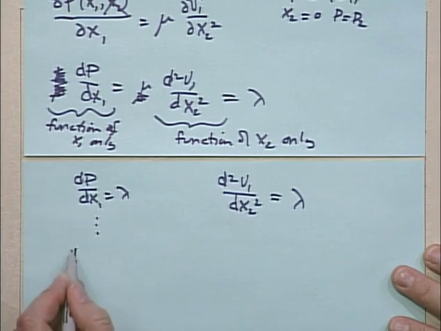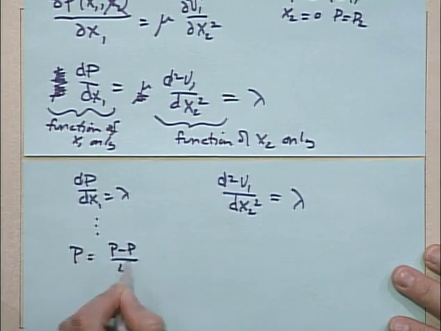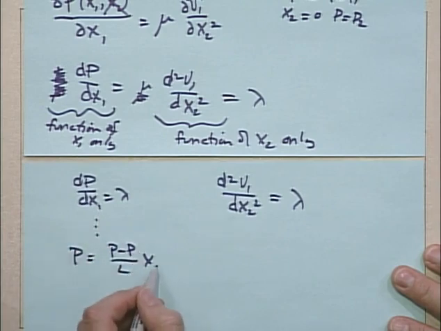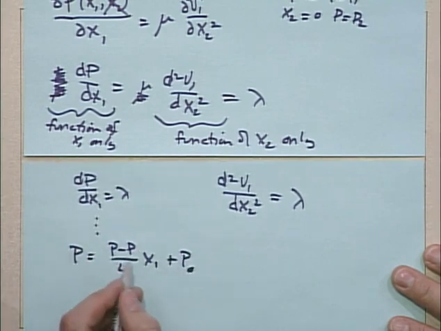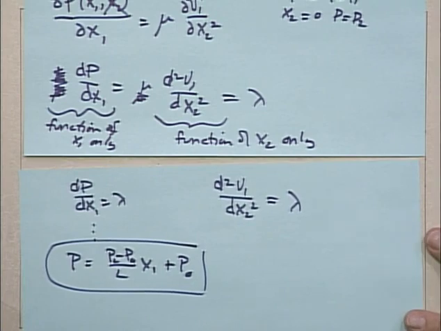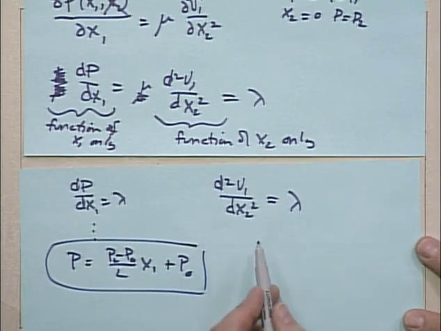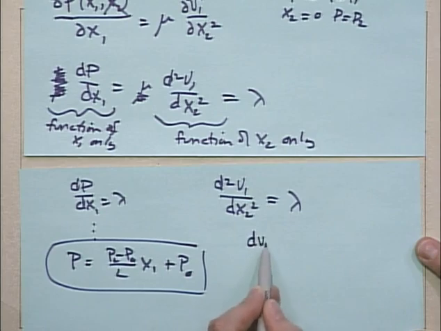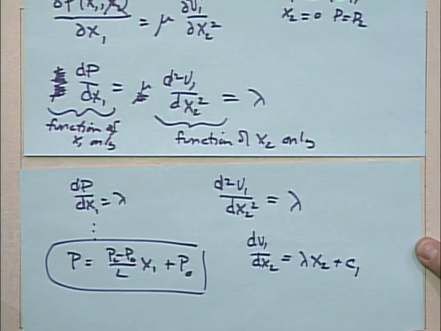Missing steps. P equals minus (P over L) x1 plus P naught. This is P naught, that's PL. That's the final answer. Missing steps there. This one integrates twice to become a parabola. Integrate it once, dv1 dx2 equals lambda x2 plus a constant. Integrate it again. v1 is equal to lambda x2 squared over 2 plus c1 x2 plus c2.